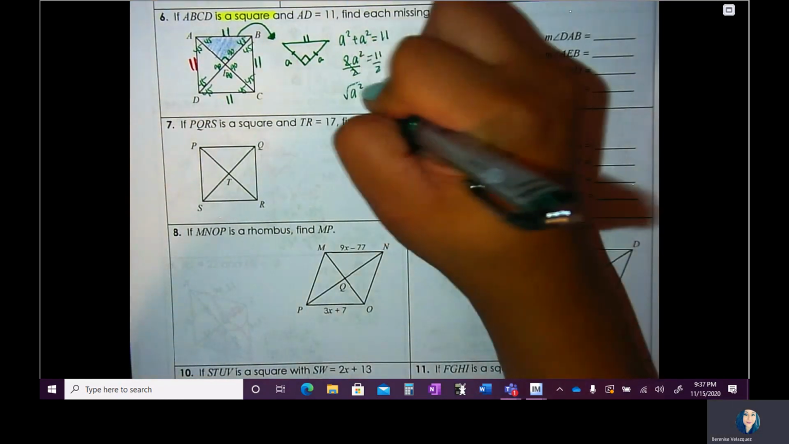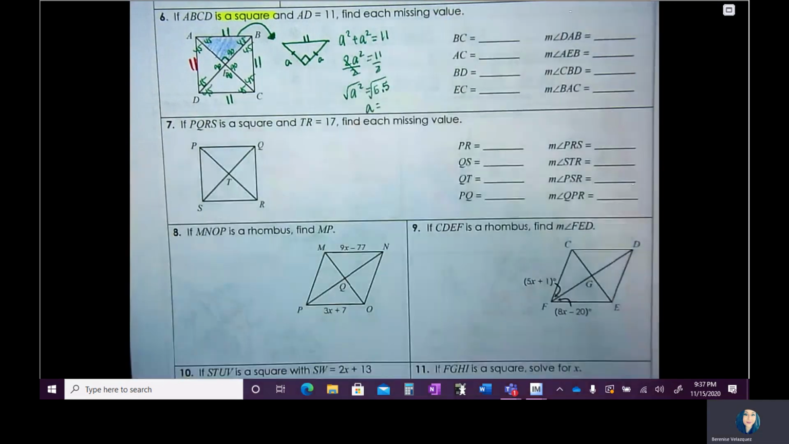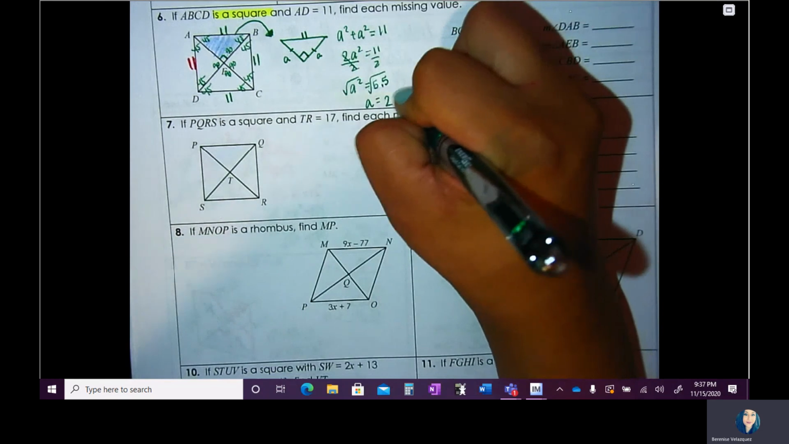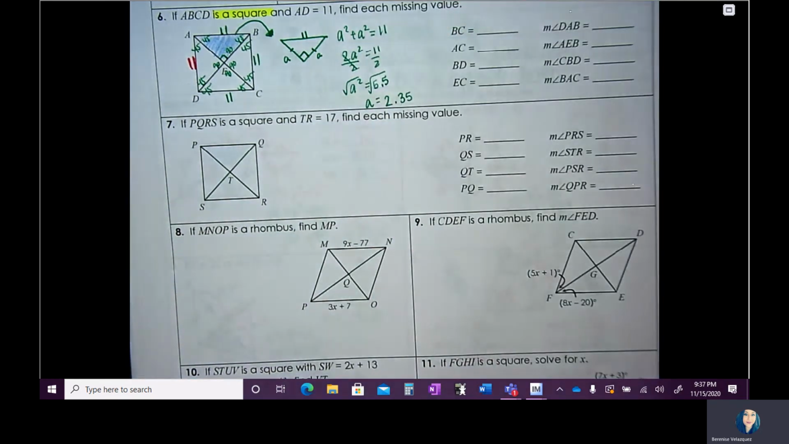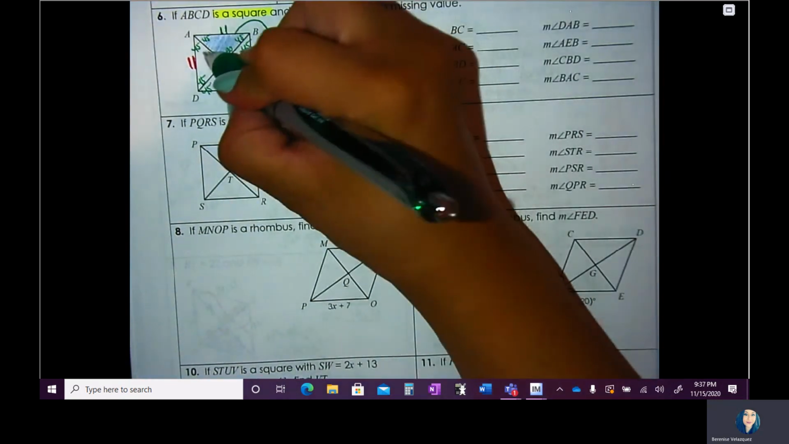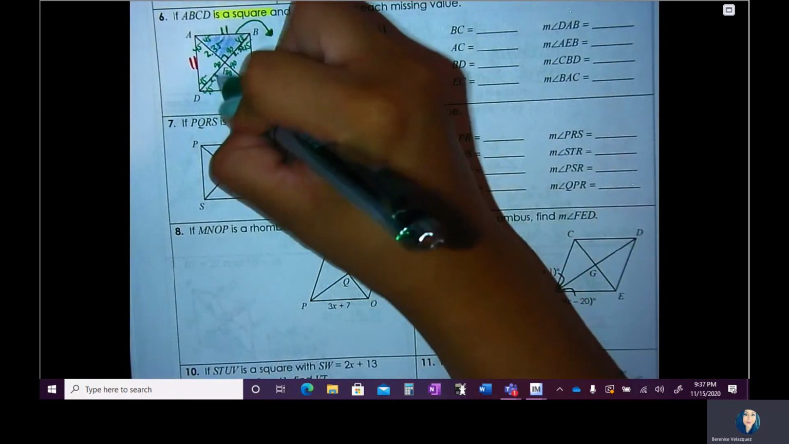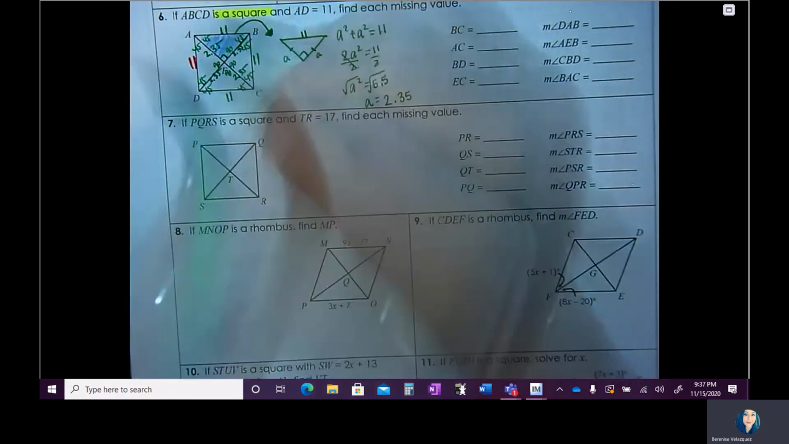And then I'm going to square root it. A is equal to the square root of 5.5. And that gives me about 2.35, because remember I'm rounding. Okay, so now that I have that, I can put that into here. 2.35, 2.35, 2.35. All of the inside numbers are 2.35.